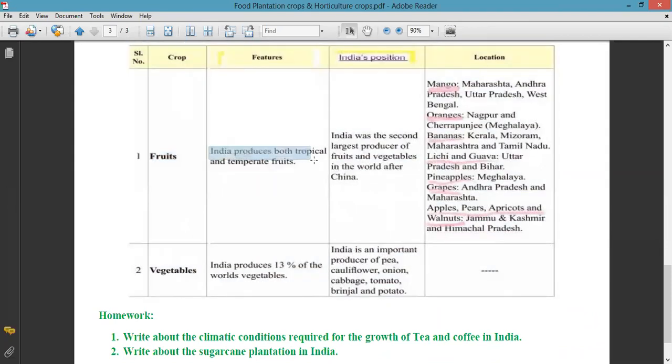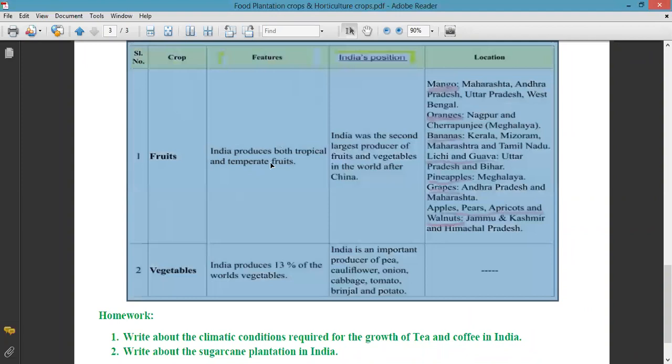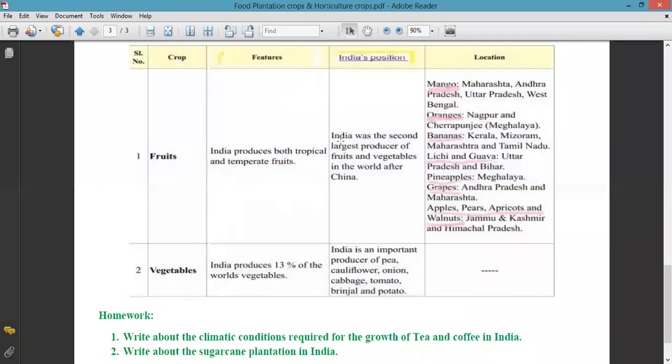Okay, fruits. India produces both tropical and temperate fruits. Around India, even in northernmost India, and even in Kanyakumari, fruits are grown by farmers. Can anyone say which is the fruit mainly grown by Kashmiri people? We used to eat Kashmir banana, Kashmir mango, Kashmir apple, which is famous. Kashmir means apple, sir. Yes, Kashmir is famous for apple. Okay. So even in Kashmir, fruits are grown. Even in the southernmost point of India, Kanyakumari is also growing some fruits.